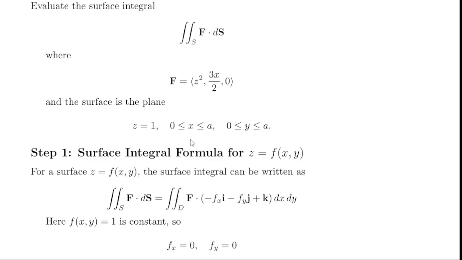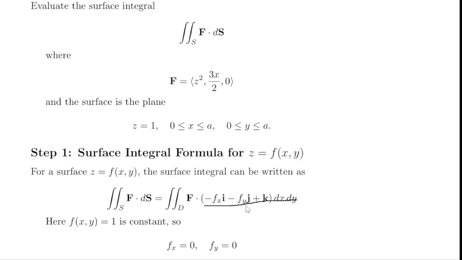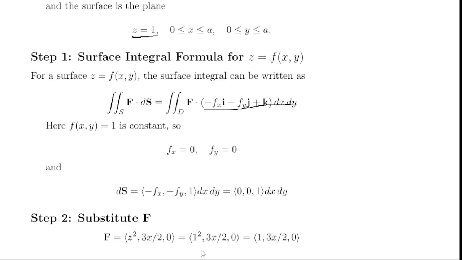z is going to be our f of x, y here, which is equal to 1. So when we take the partial with respect to x and y, we get 0, since 1 is a constant. And so if we focus on dS here, that's going to be (0, 0, 1) dx dy. And now to figure out what F is. F we said is (z², 3x/2, 0). But we said that z is 1, so we can plug in that 1 to get (1, 3x/2, 0).